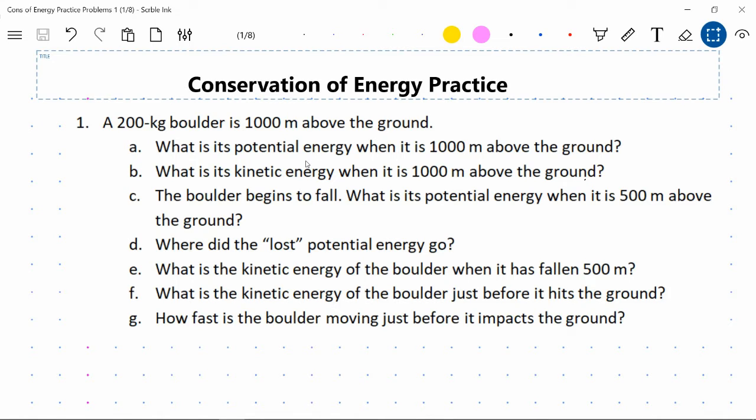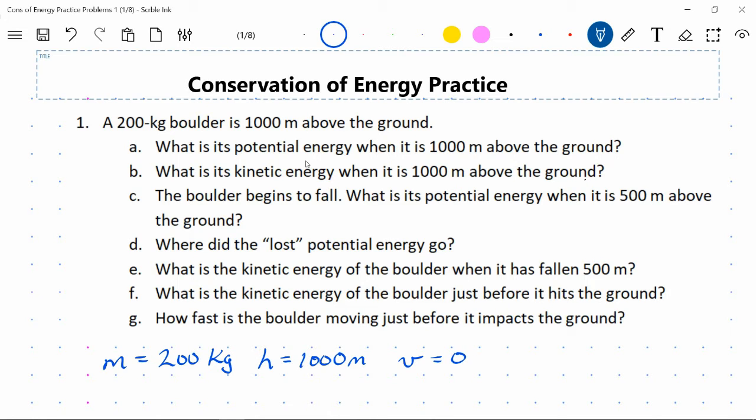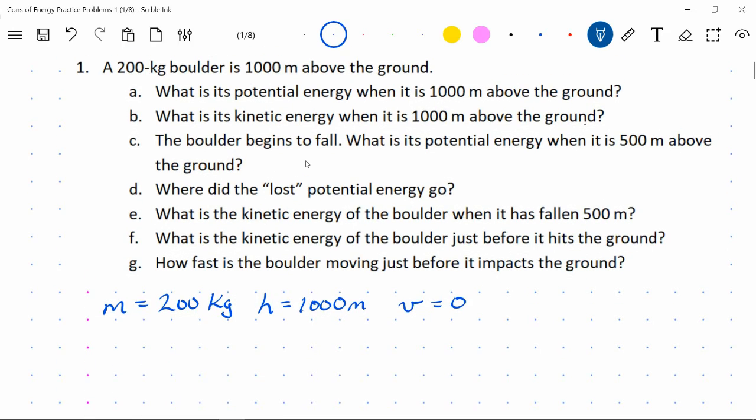To get started, I'm going to make note that the mass of the object is 200 kilograms. It's at a starting height of 1,000 meters. And yes, I'm using the height of the ground itself as the reference point, so measuring up from the ground gives me a positive height of 1,000 meters to start with. I'm also going to record that it's stationary, so speed is equal to 0, just to be clear. It's initially not moving.